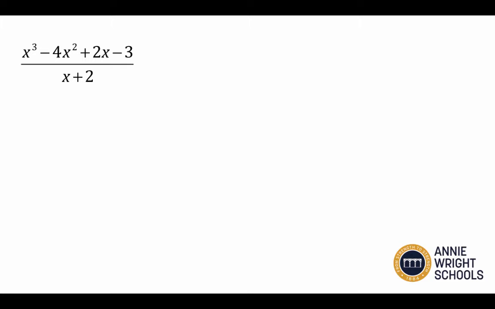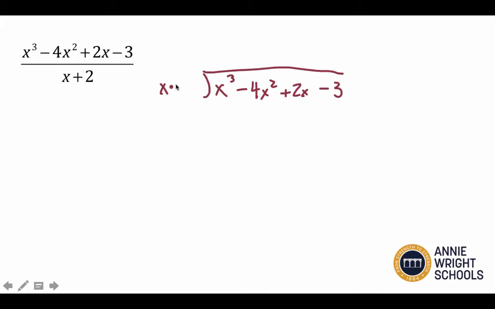All right, if you didn't pause and try the example, you're missing out on all the fun. So x cubed minus 4x squared plus 2x minus 3, divide that by x plus 2. What times x to get an x cubed? x squared. Multiply that in: x cubed plus 2x squared. Now what do we do? Change the signs and add. Get a minus 6x squared.